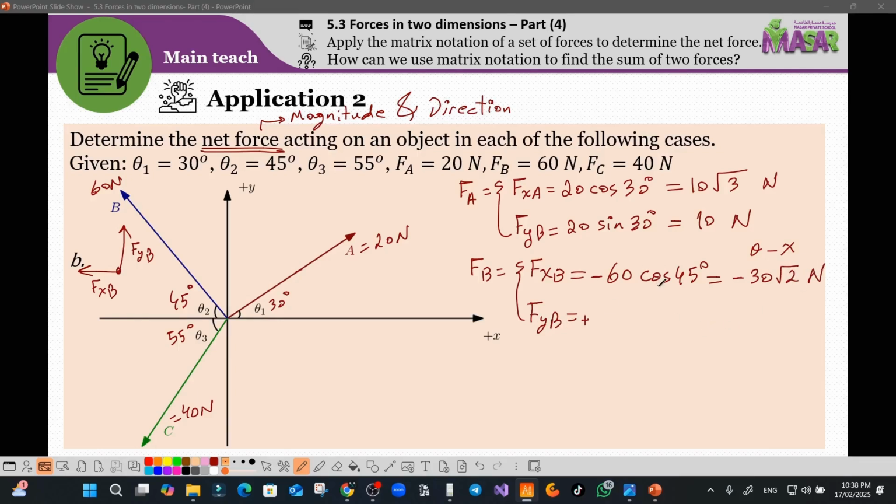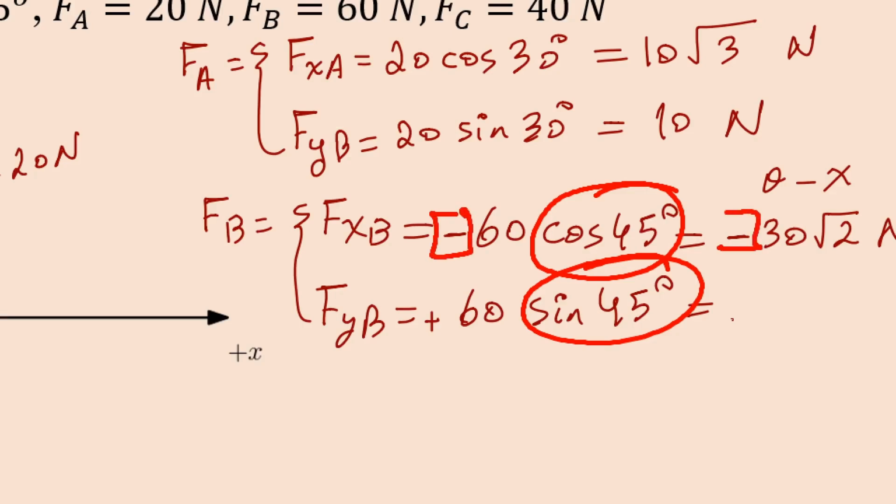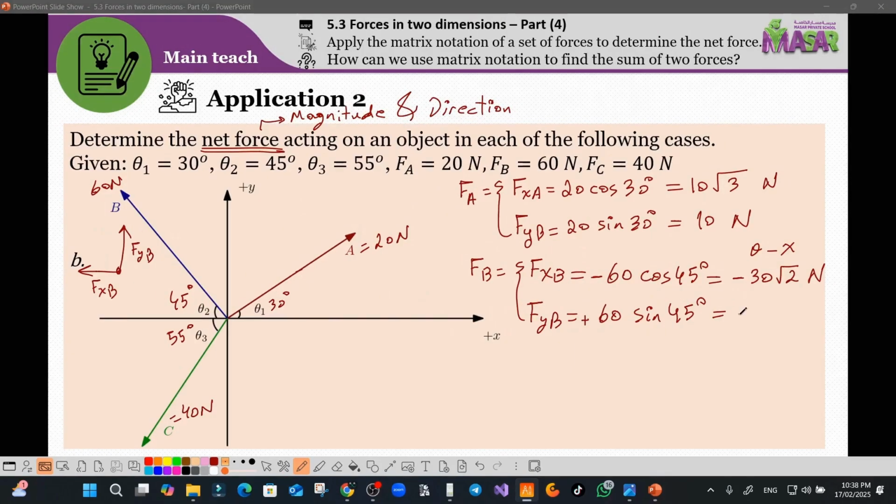What about the FyB? Since we have applied the cosine there, we're going to apply the sine here. However, 45 degrees is a special angle because if we multiply the cosine or the sine with the same number, you will get the same answer again. Pay attention, this is minus, this is why we got the minus 30 radical 2. But since we have a plus here, the answer is plus 30 radical 2. However, you can always get back to the calculator to find the values for each component using 60 multiplied by cosine 45, as well as for the y component.